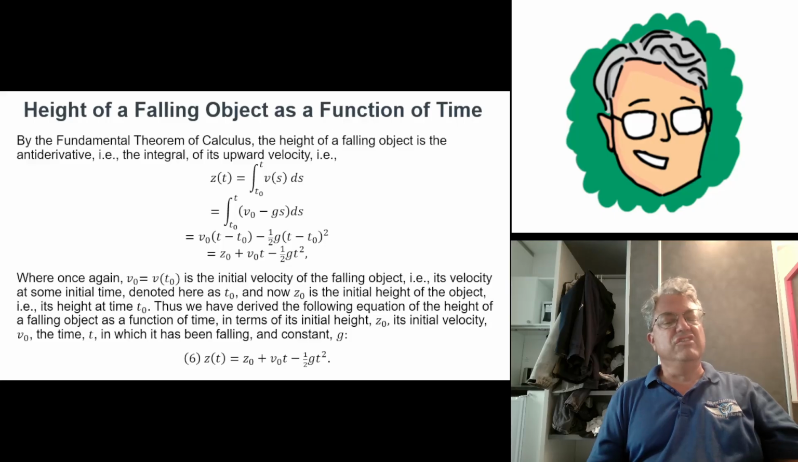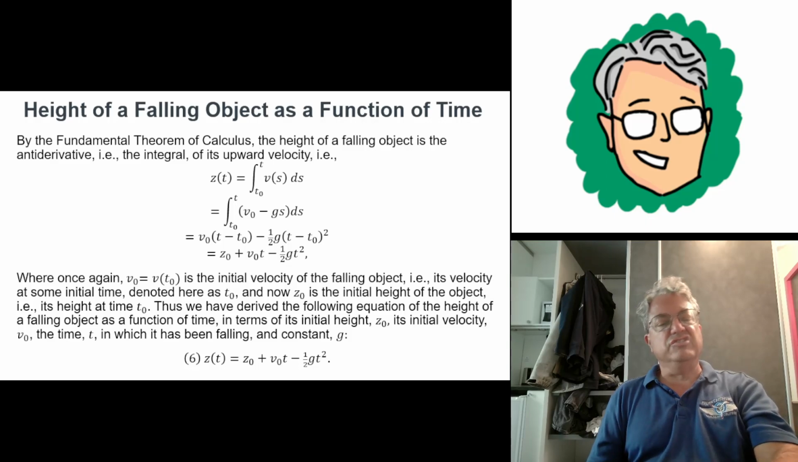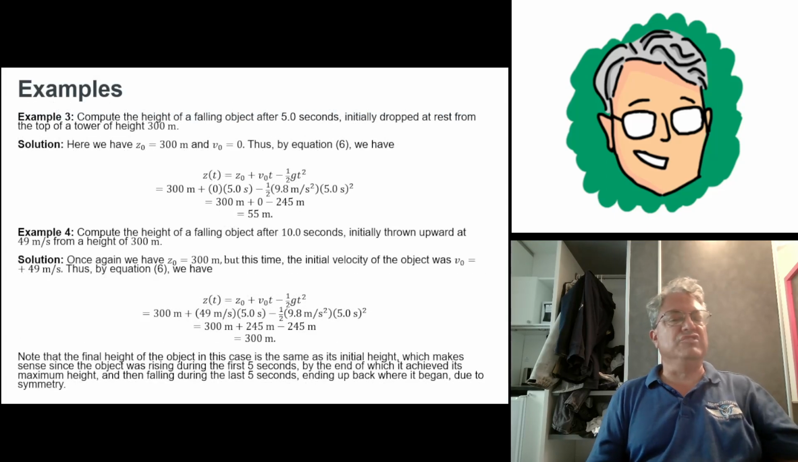So the height of a falling object after t seconds with initial height z0 and initial upward velocity v0 is given by this formula. z of t equals z0 plus v0t minus 1/2 gt squared. Another very nice formula. And let's just finish up with a couple more examples.